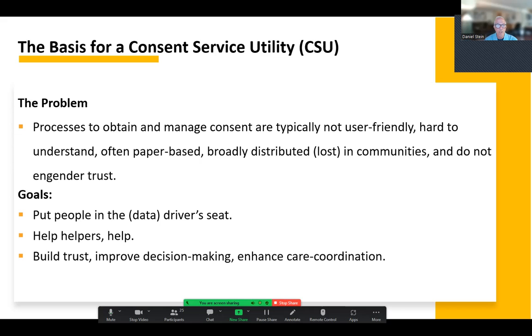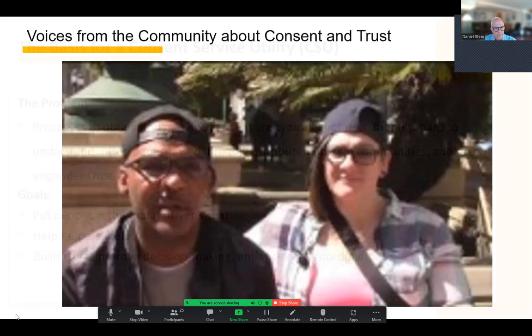We want to help helpers help. I heard that that's not unique, but I thought it was really representative of what we're trying to do: those people out there trying to connect the dots and provide services at the granular service level. And importantly, building trust, improving decision-making, and enhancing care coordination is at the foundation of this work.